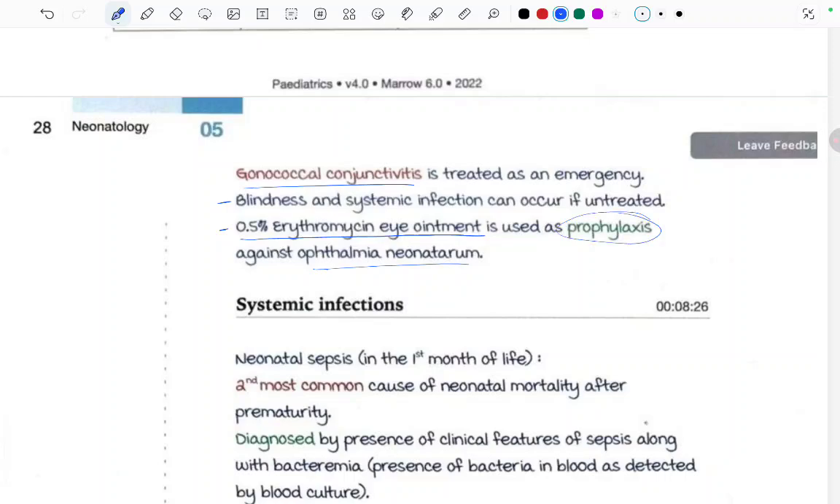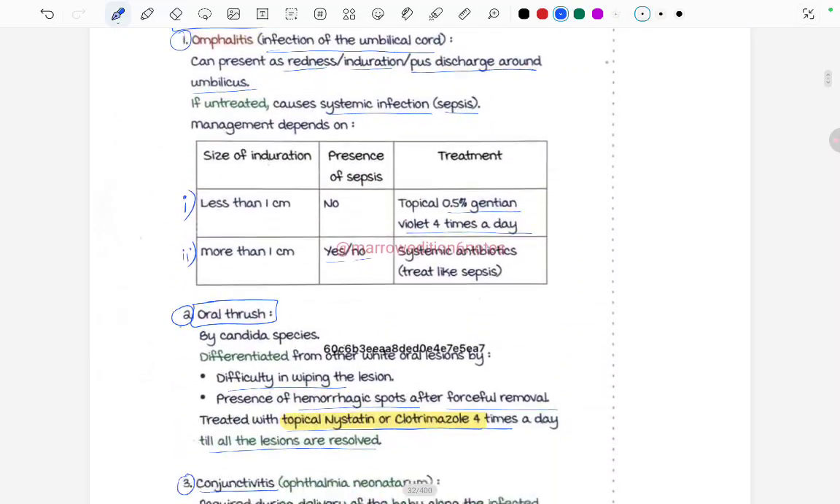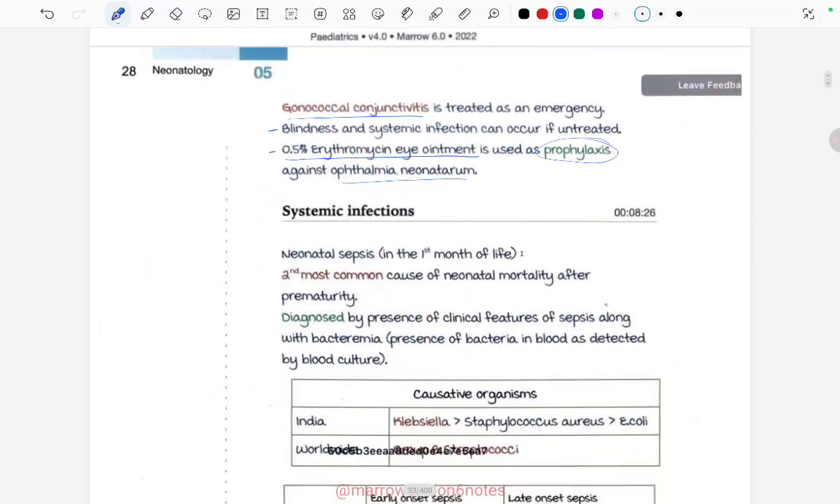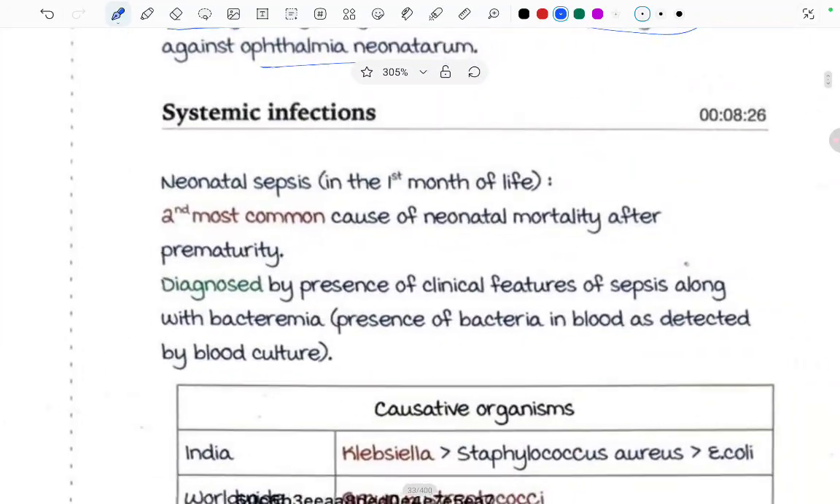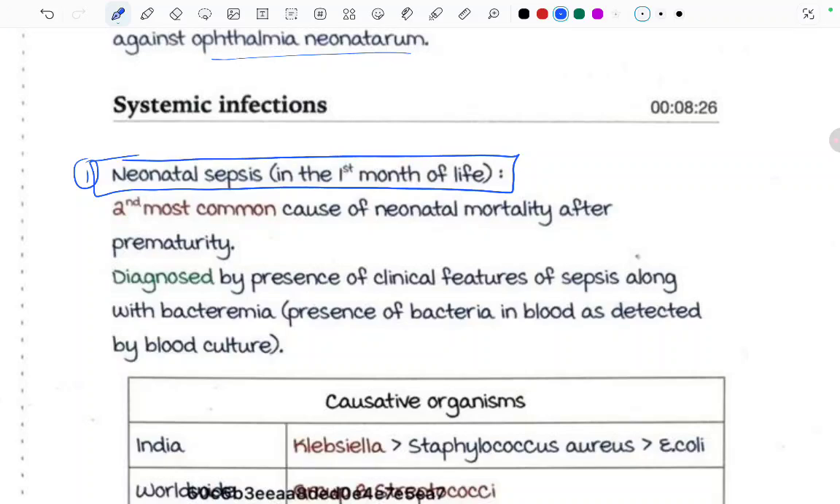This was all about the superficial infections. In this, we did 3 infections. First was omphalitis, second one is oral thrush, and third one was conjunctivitis. Moving ahead to the systemic infection, first one that we are going to read about is the neonatal sepsis in the first month of life.